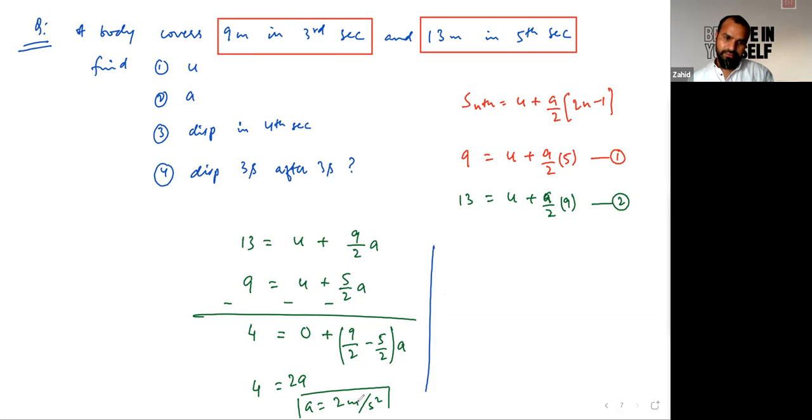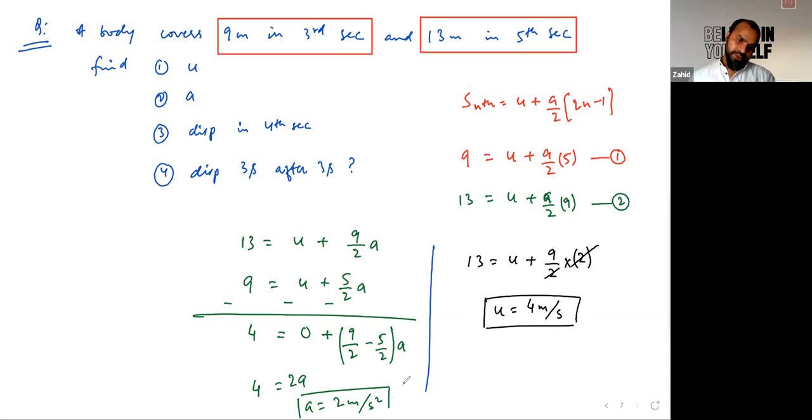Now I'm putting the value of a in the first equation. It will be 13 is equal to u plus 9 over 2 times a. A is 2, so 2 and 2 get cancelled out, so we're left with 9 only. If 9 goes to the left-hand side, it will become 13 minus 9, which is 4 meters per second.